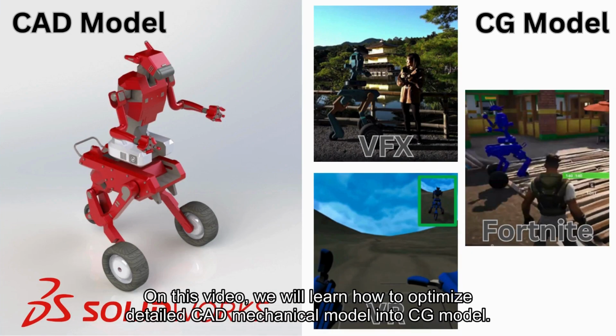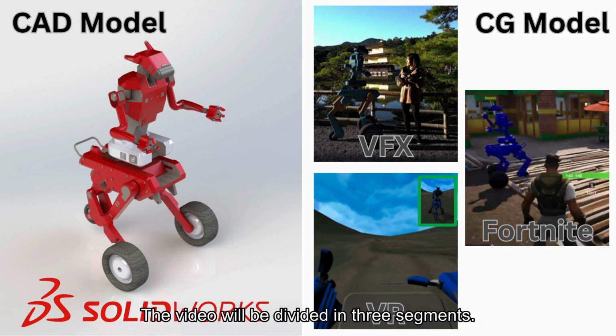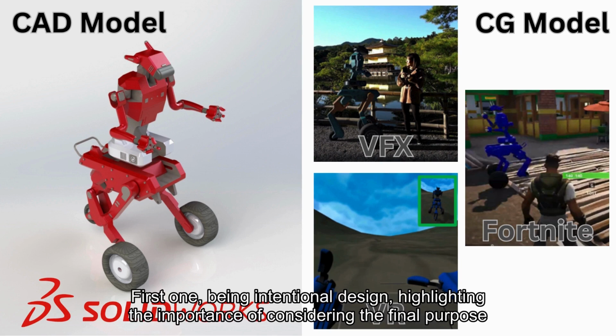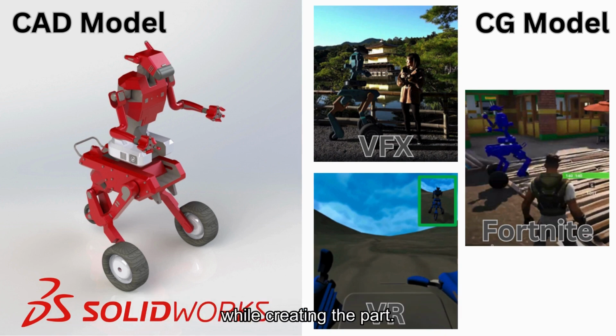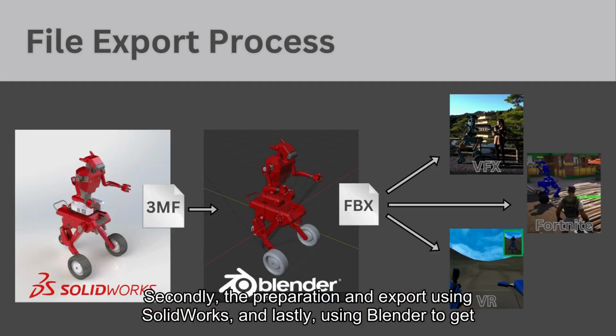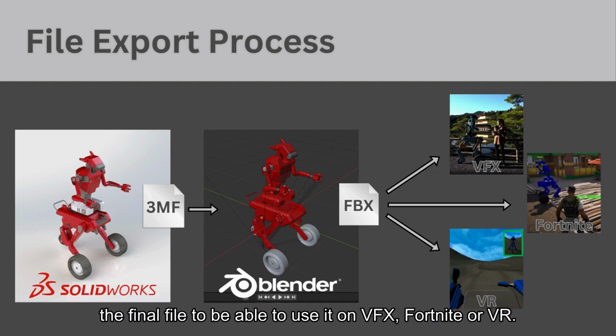In this video, we will learn how to optimize a detailed CAD mechanical model into a CG model. The video will be divided into 3 segments. First one being intentional design, highlighting the importance of considering the final purpose while creating the part. Secondly, the preparation and export using SolidWorks. And lastly, using Blender to get the final file to be able to use it on VFX, Fortnite, or VR.